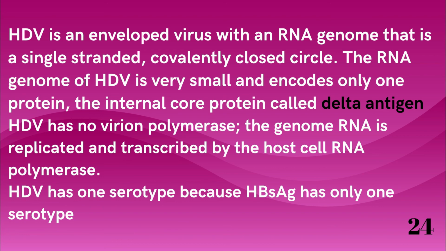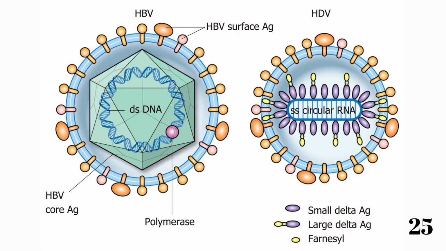Hepatitis D virus has one serotype because hepatitis B surface antigen has only one serotype. Hepatitis D depends on hepatitis B, and because hepatitis B is its helper, it has only one serotype. He has only one serotype.